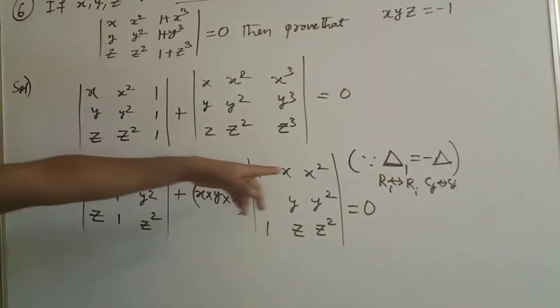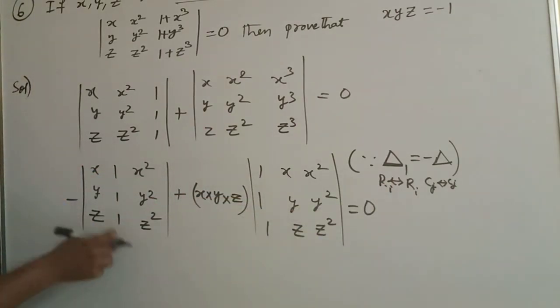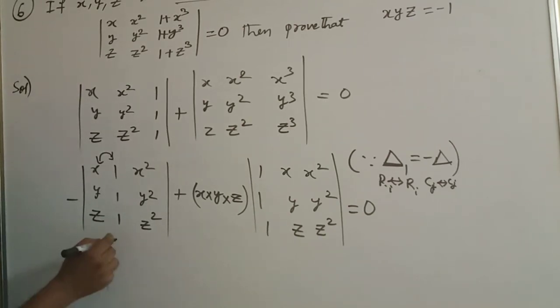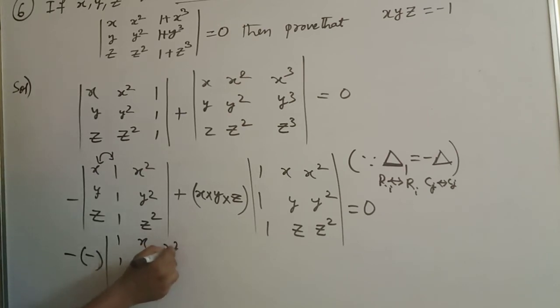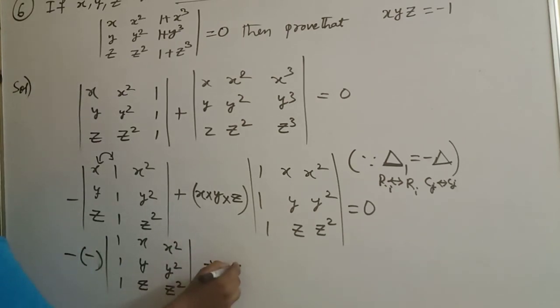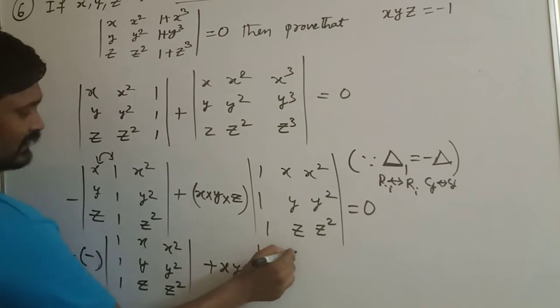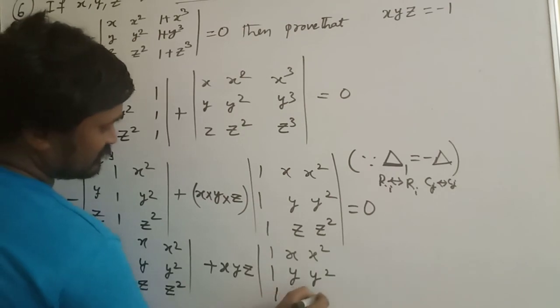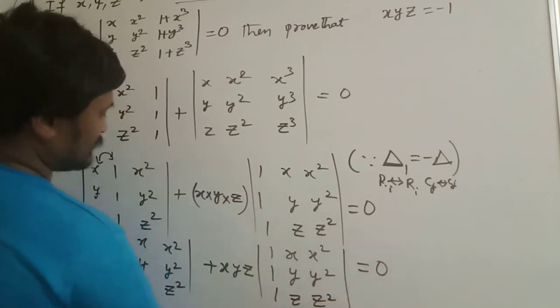Again, same property. This property only applies for this, and these two interchange. So minus of minus, minus of minus, minus 1 1 1. It is not modulus, it is determinant. Determinant 1 1 1, x y z, x square y square z square, plus x y z, 1 x x square, 1 y square, 1 z square is equal to 0.